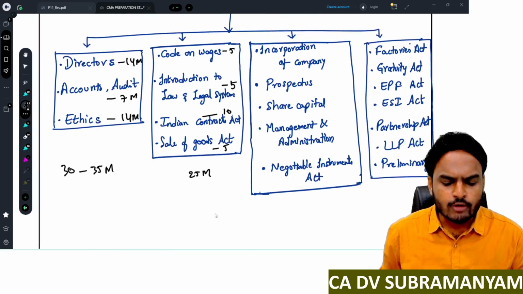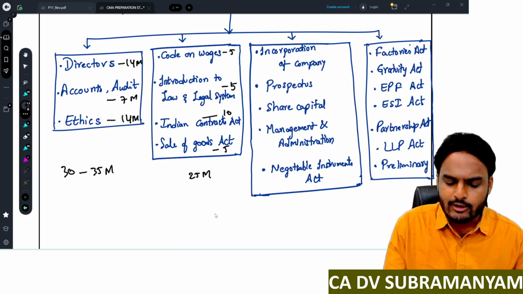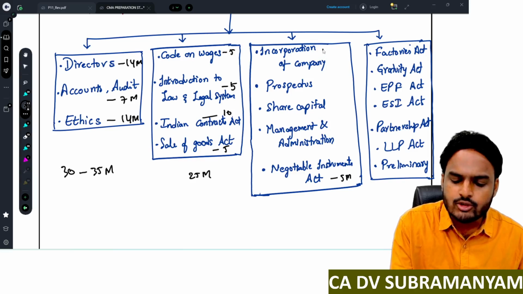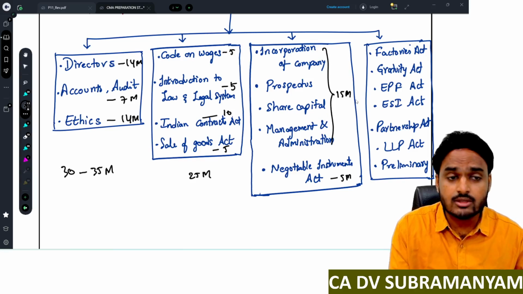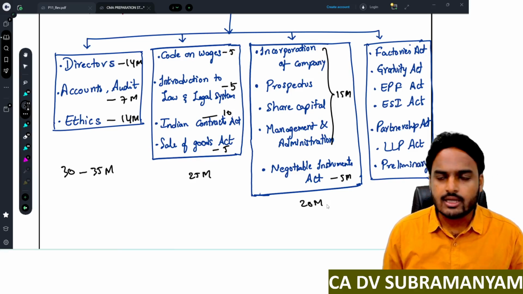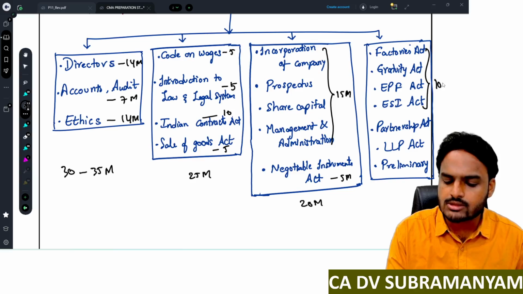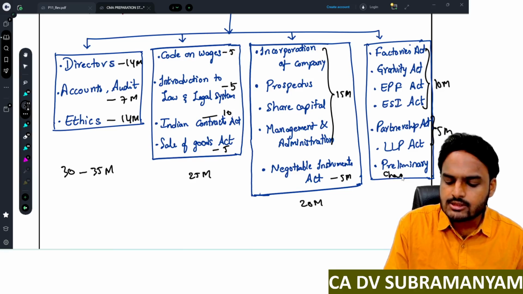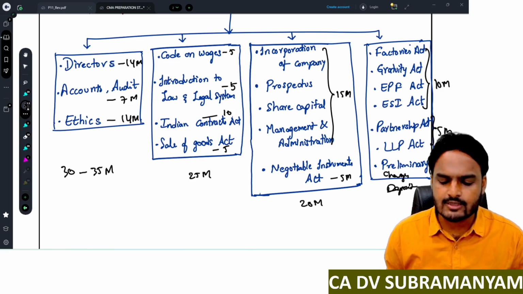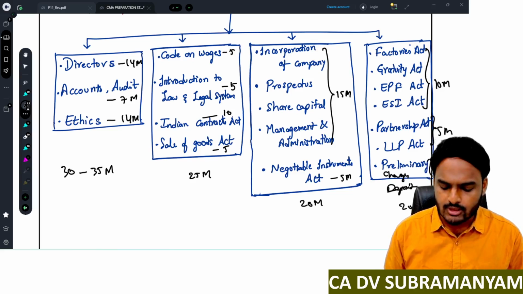Next one: incorporation of company, prospectus, share capital, management and administration, and Negotiable Instruments Act. Negotiable Instruments Act, 5 marks. From the remaining 4 chapters, I can expect 15 marks including multiple choice questions. So this category is for 20 marks. And the last category: Factories Act, Gratuity, PF, ESI, 4 chapters put together 10 marks. Partnership Act, LLP Act 5 marks, and Preliminary Charges Deposit some 5 marks. Expected weightage some 5 marks. So total 20 marks.